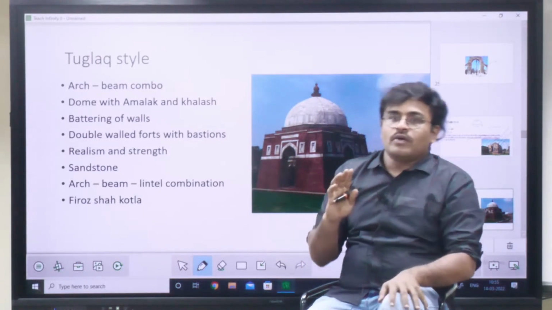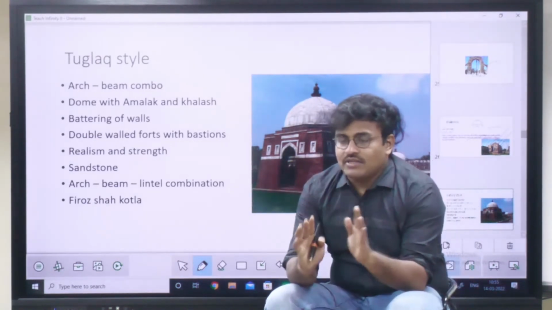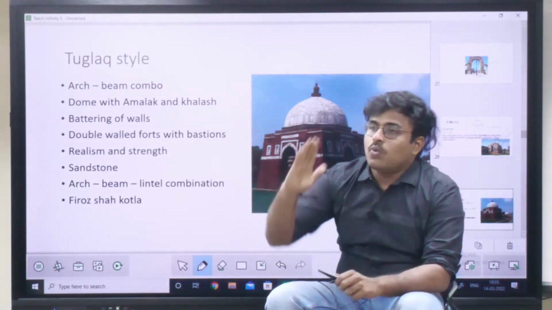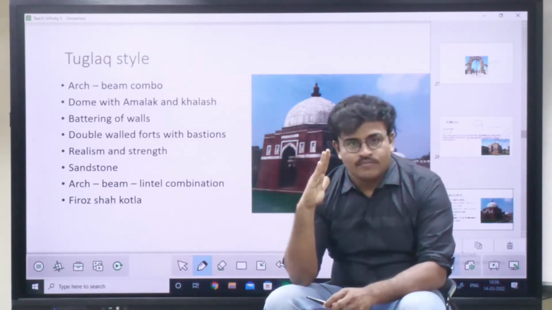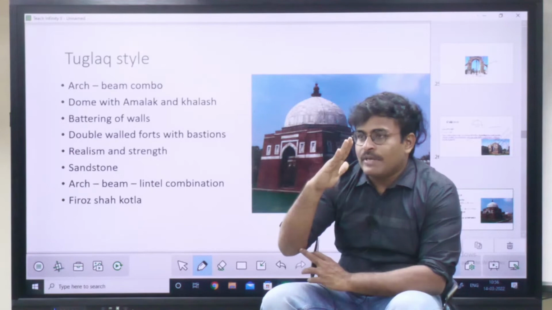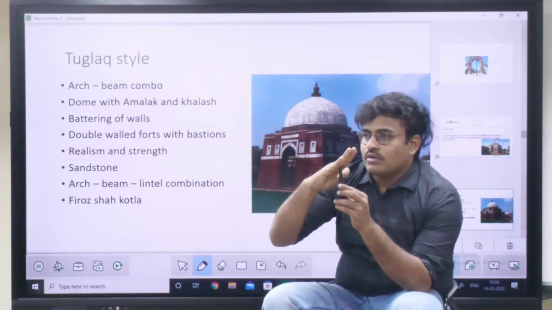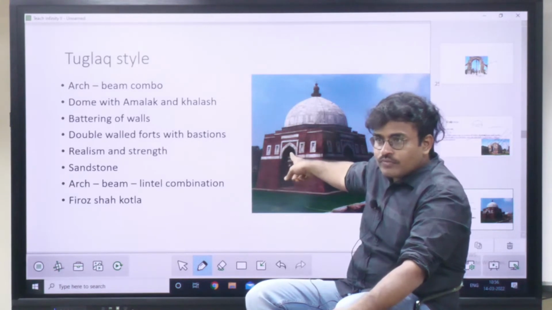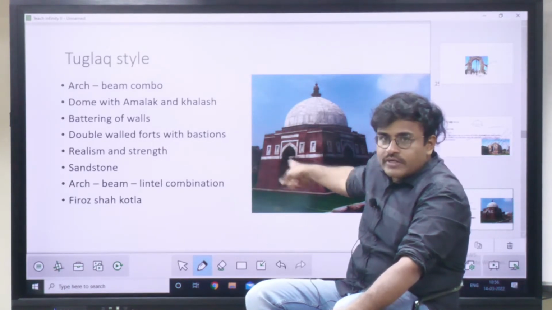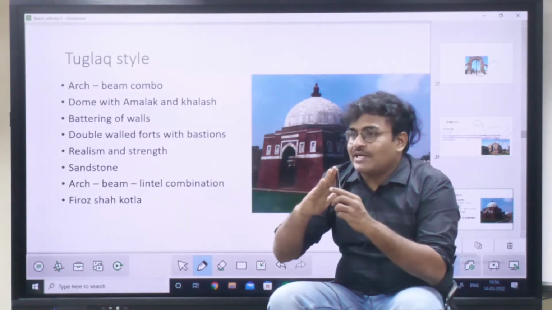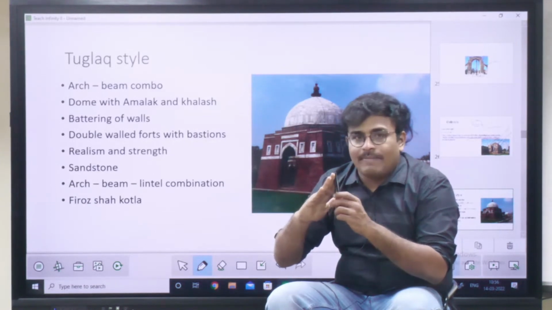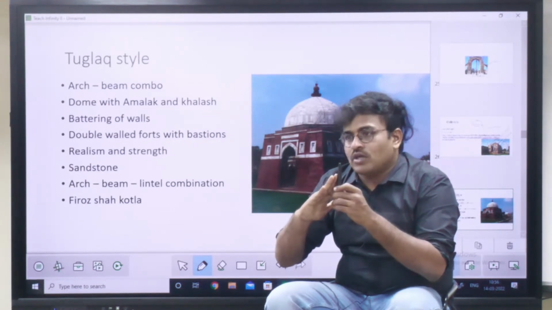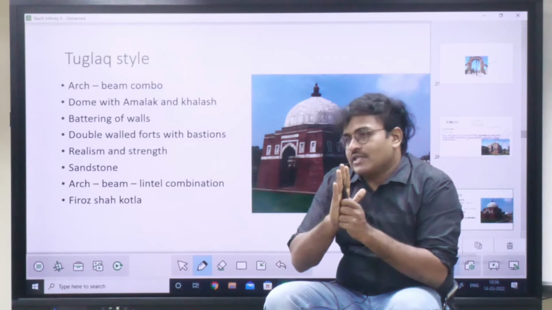Then along with that, they are the ones who started this tradition of walls which are known as battered walls. Battered walls means the wall will be sloping in this direction. So you see this structure, the walls are in sloping format. Yes or no? Sloping format. So this is known as battered wall structure. Batter means support. Battered wall structure it is called. So battered wall structure they developed.